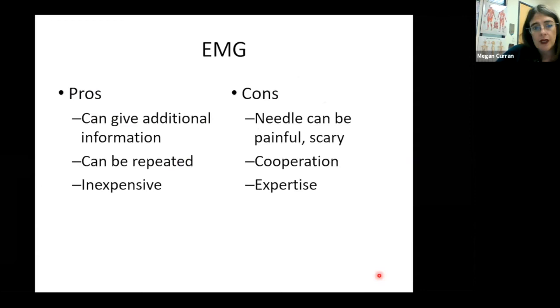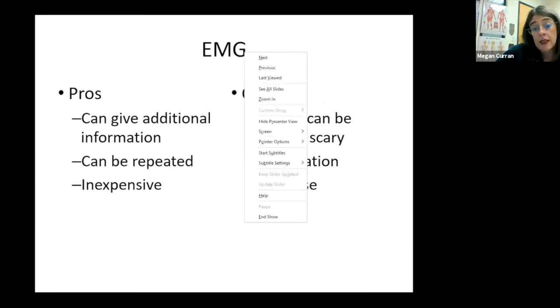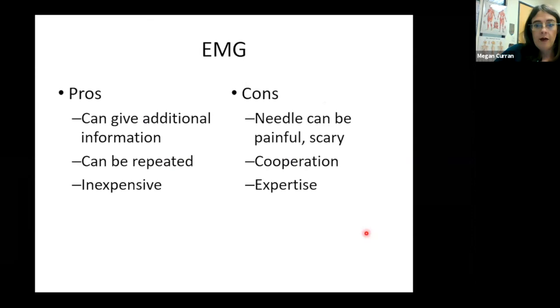The pros of doing an EMG is that it can give us additional information about inflammation. It can be repeated over time, and it's inexpensive. But the cons are that the needle can be painful and scary. Even though it's a tiny needle, it can be a little scary for kids. And kids might not cooperate well, and you really need someone who's trained and has good expertise in doing EMGs.